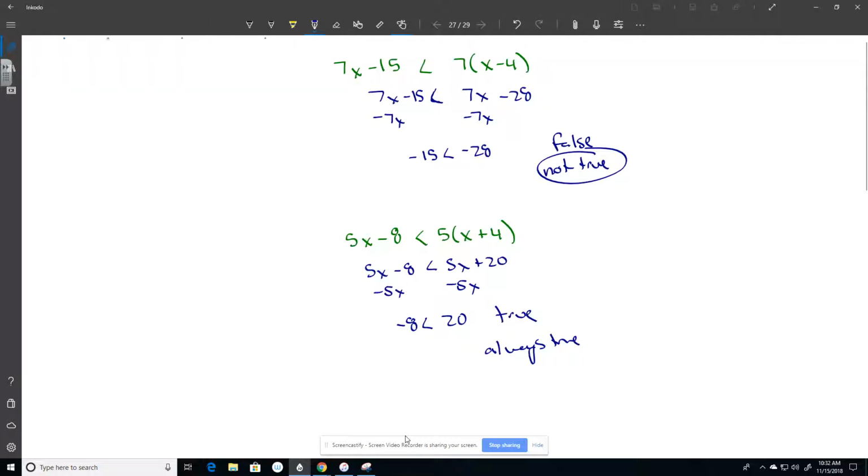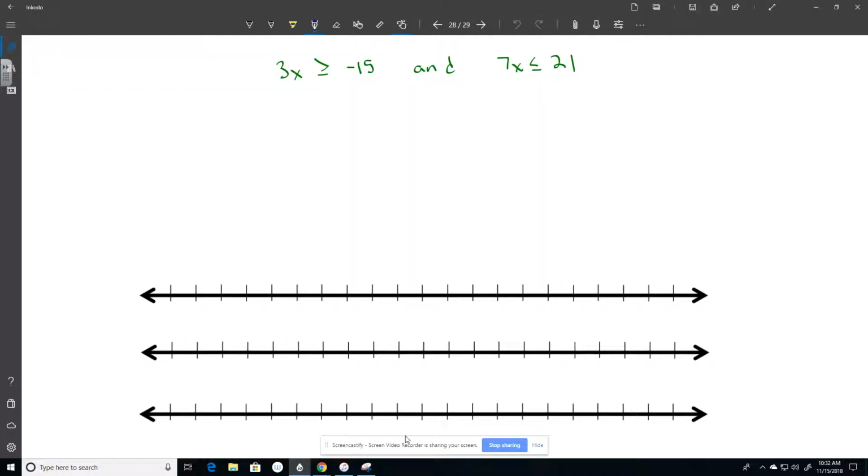All right. Okay, couple more examples here. This is kind of what might be a little bit new. You've seen it before, but you didn't practice it very much. What if you're given 2 inequalities together? So in this case, 3x is greater than or equal to negative 15 and 7x is less than or equal to 21. So I don't just have one statement, I have 2 of them.